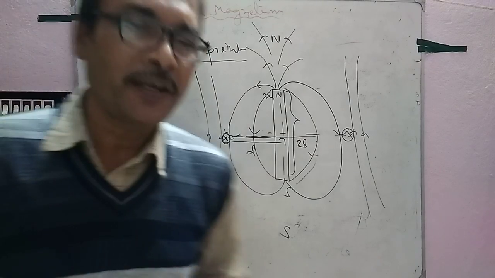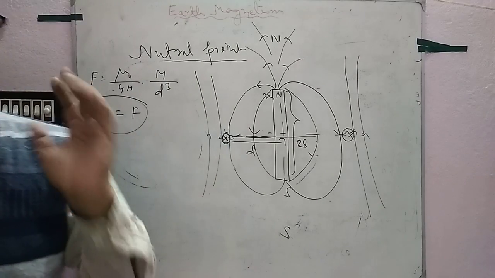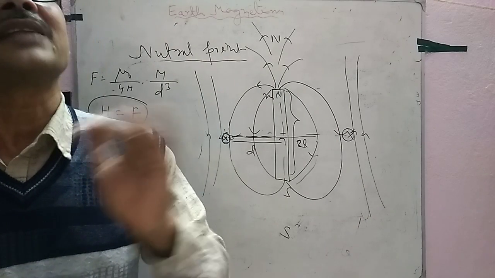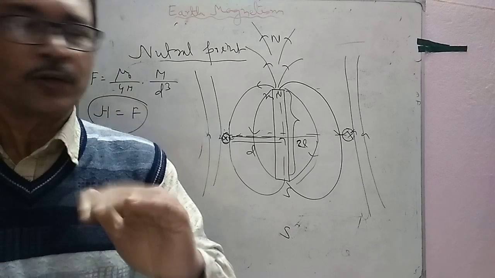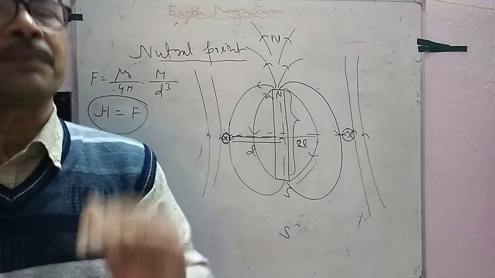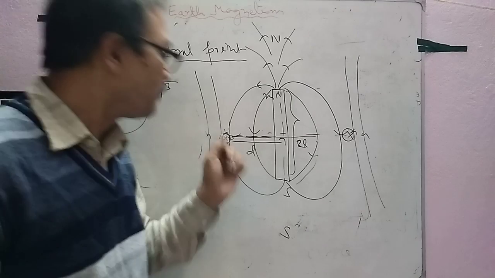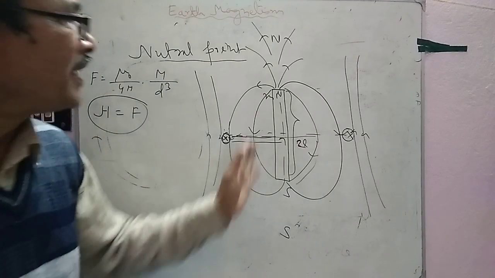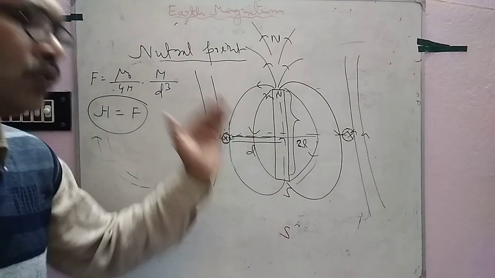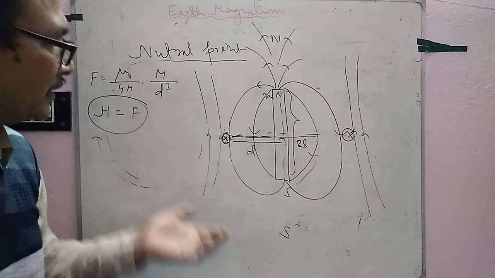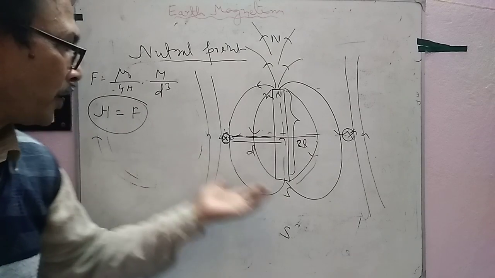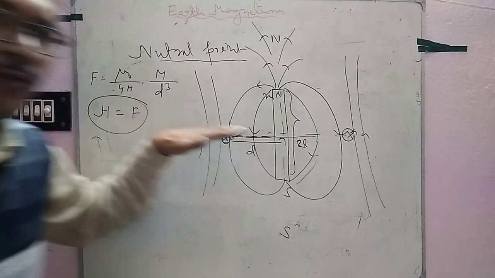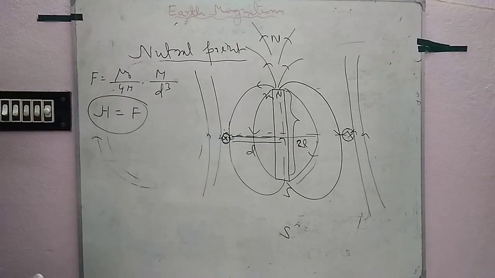So what is the neutral point? The neutral point of a magnetic field is the point where the magnetic field of the bar magnet and the horizontal component of the Earth's magnetic field are equal and opposite. That point is called the neutral point. This is a very important point. If we place a magnet with its north pole towards the north of the Earth, then the neutral point is on the perpendicular bisector. Clear?